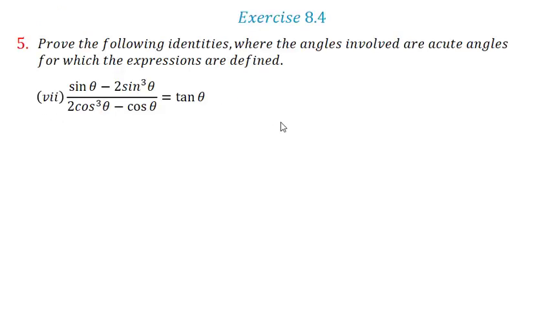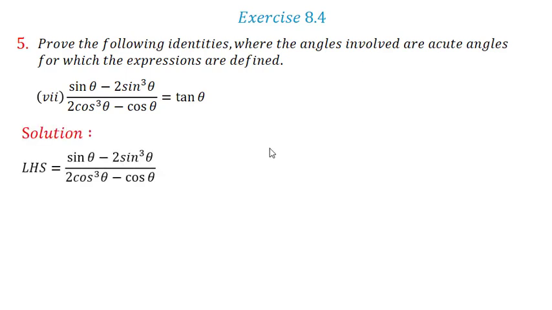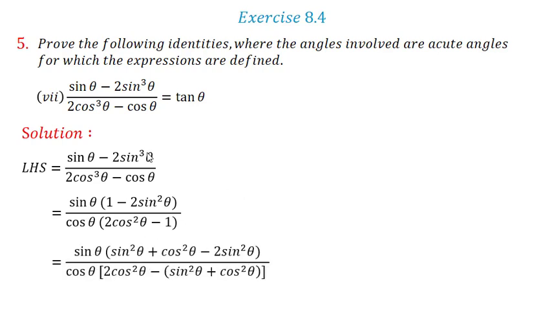Seventh question is (sec theta minus 2 sin cube theta) upon (2 cos cube theta minus cos theta) is equal to tan theta, we have to prove. So again we will start from the left hand side. You can see that sin theta is common in the numerator and cos theta is common in the denominator. So take them common out. Now sin theta upon cos theta is tan theta, which I require.